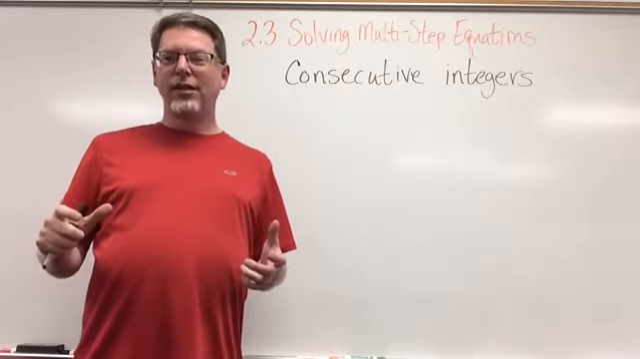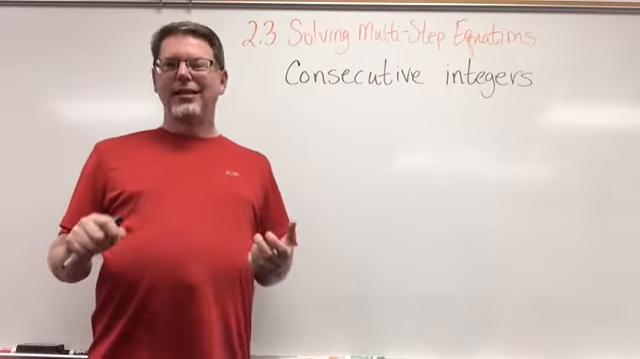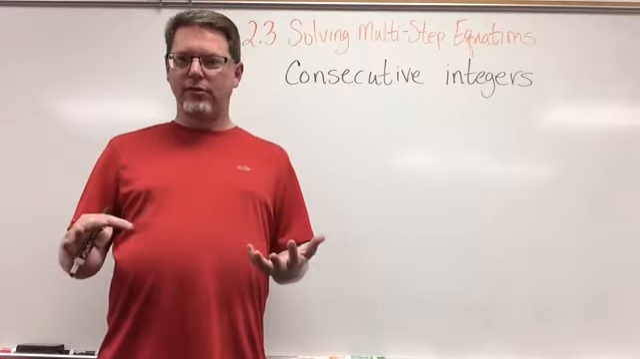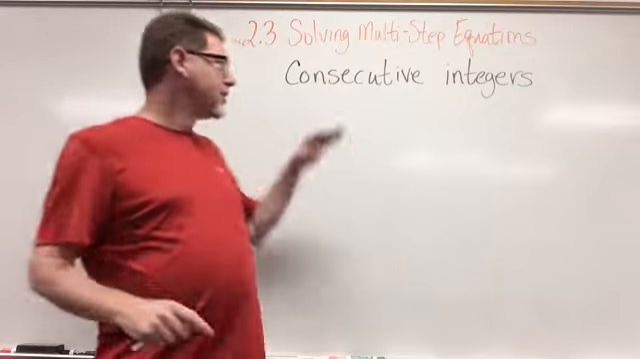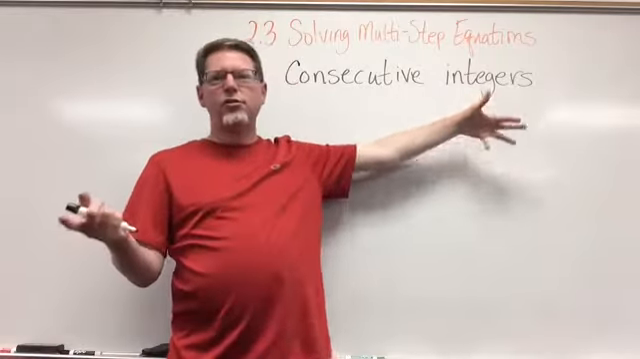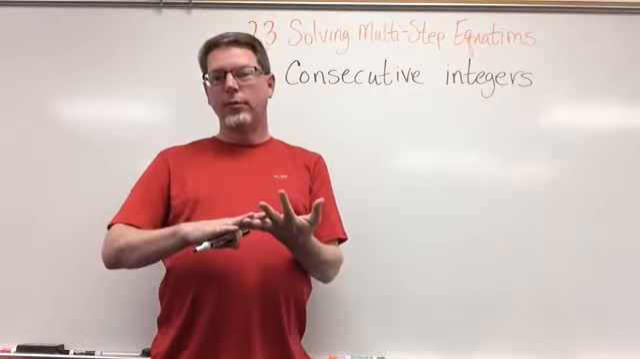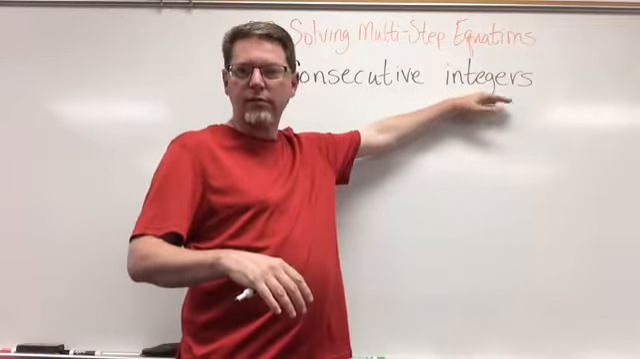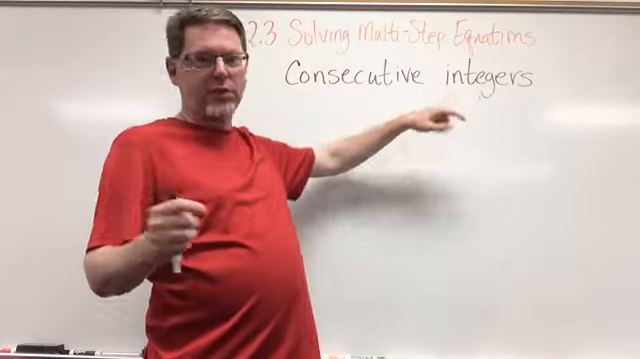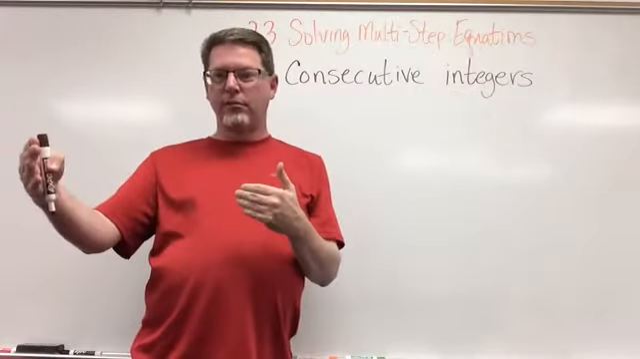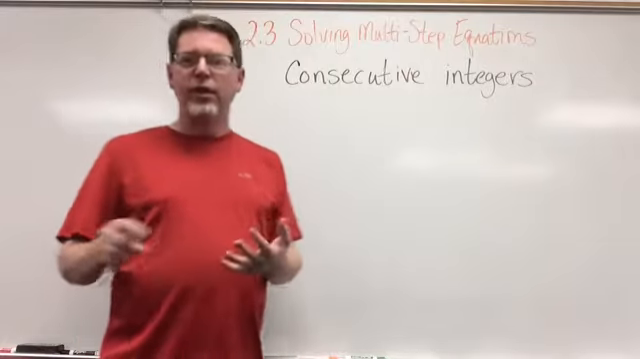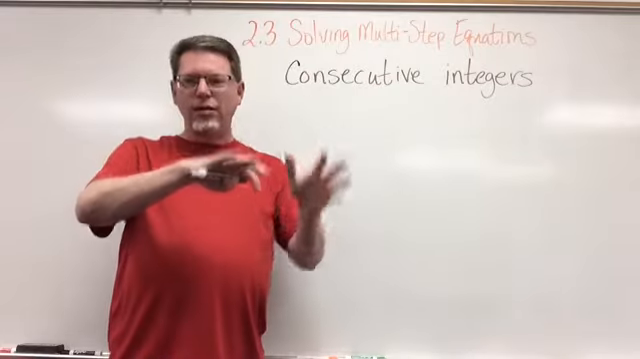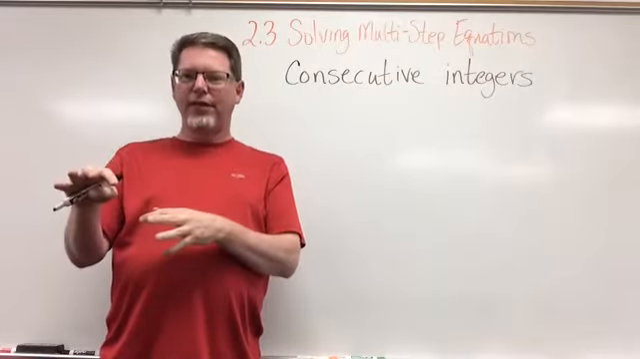Sometimes solving multi-step equations includes finding consecutive integers. Okay, so let's break this down a little bit. Consecutive integers. Well, integers we know are negative and positive whole numbers, like -5, -4, -3. There's no decimals or fractions involved. We're only dealing with negative or positive whole numbers, integers. Consecutive means they come right after each other. So an example of consecutive integers would be 2, 3, 4, or 7, 8, 9, or 853, 854, 855.